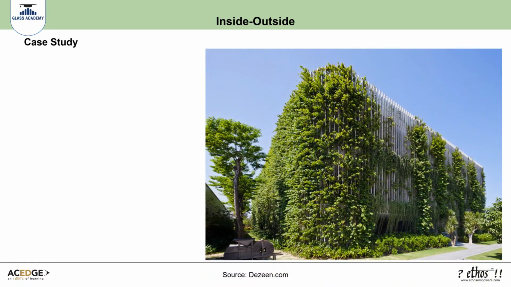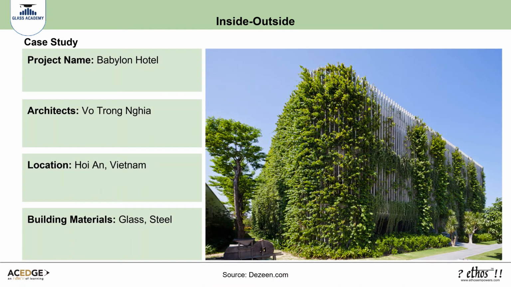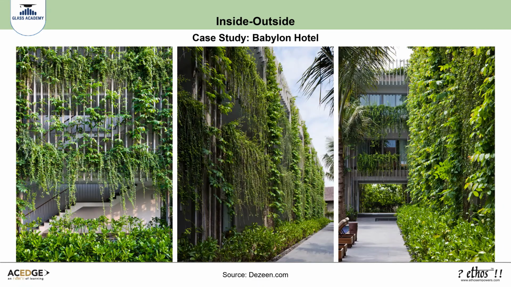Here is another typology with respect to welcoming greens. Babylon Hotel is a holiday resort in Hoi An, Vietnam. The name of the hotel, Babylon, is in reference to history's most famous hanging gardens. The holiday resort was designed with an aim to provide long-stay guests with a relaxing environment centered around green landscaping and a connection with nature, which is enhanced by the climbing plants that cover the hotel's facades.